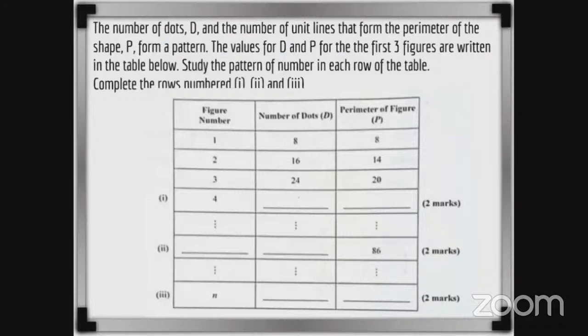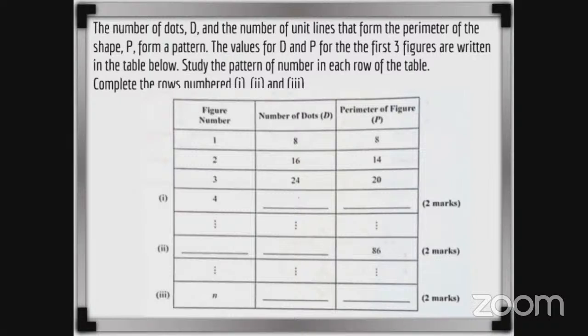We're looking at the number of dots now. Figure 3 has 3 sets of 8. And figure 4, what do you think would come here? Come on, guys, you should know this. It's now 4 sets of 8. So 4 sets of 8 will give us 32.